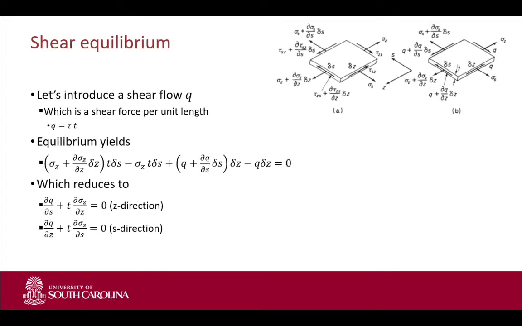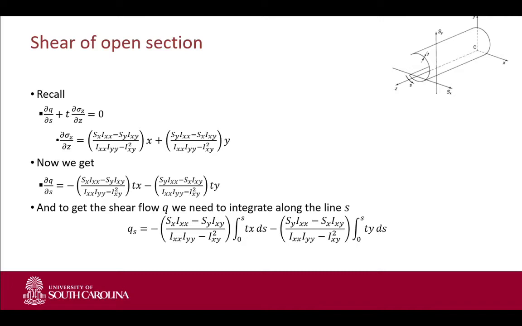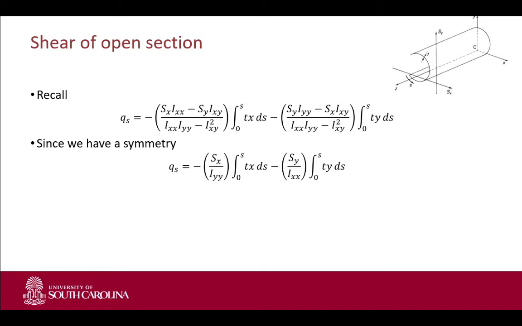So, yeah, let's skip this initial part. For torsion, we eventually came up with the equation for an asymmetrical loading or asymmetrical cross-section with multiple shear forces acting on it. We got the equation that states the shear flow q can be defined by minus (Sx Ixx minus Sy Ixy) divided by (Ixx Iyy minus Ixy squared), and then the integral from 0 to s of tx ds, and similarly from 0 to s of ty ds.